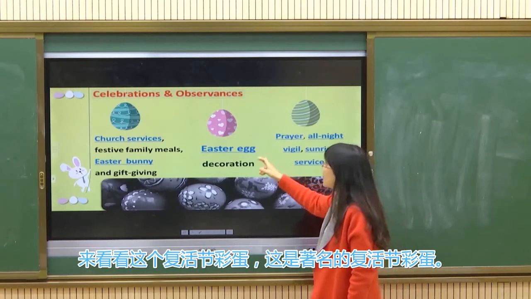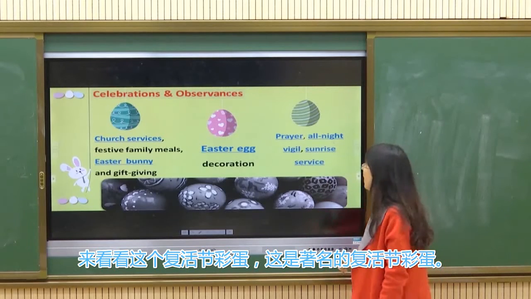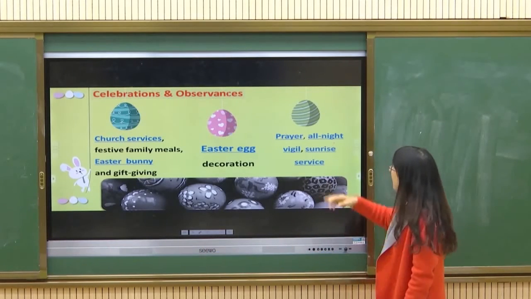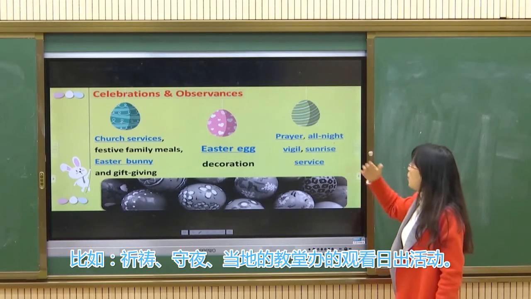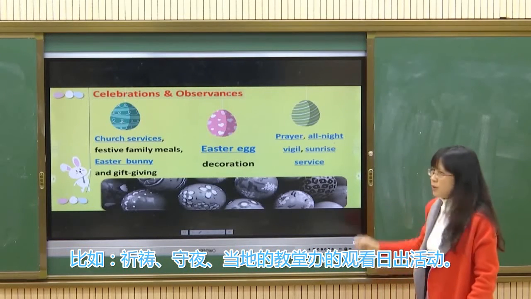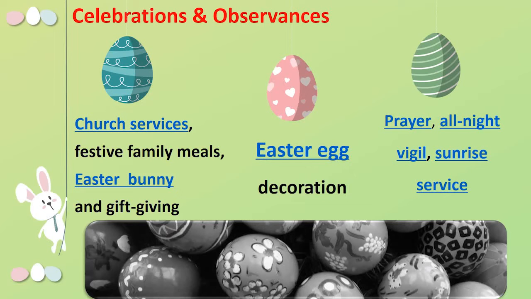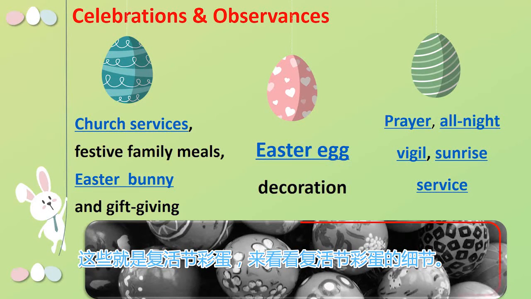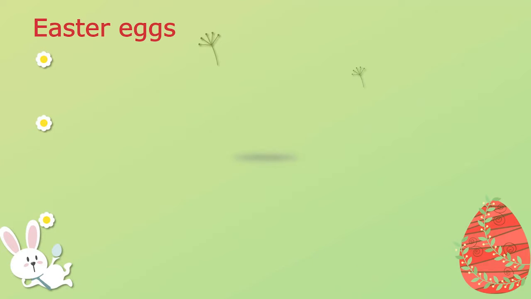And let's look at this, Easter egg. 复活节的彩蛋, very famous. And look at here, some other observances. For example, prayer, all-night vigil, and sunrise services in the local church. Okay, and here, this is the picture of Easter eggs. And let's look at some details about Easter eggs.